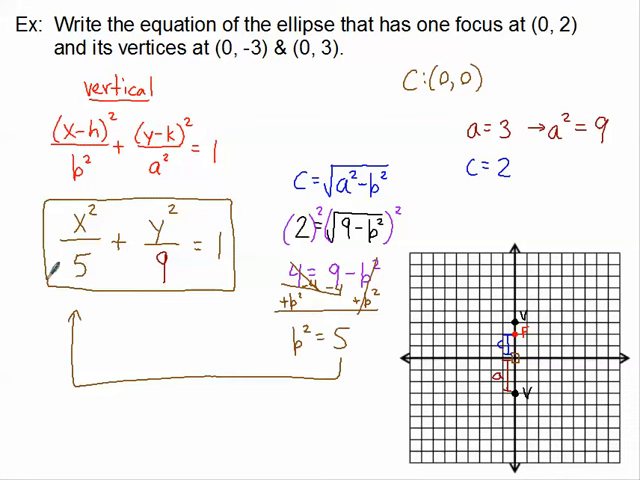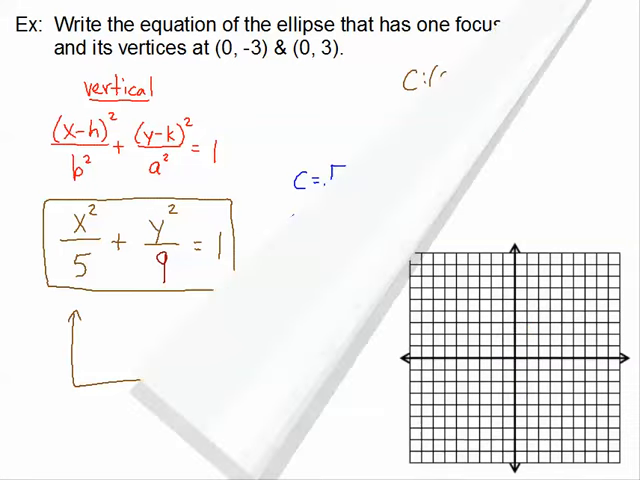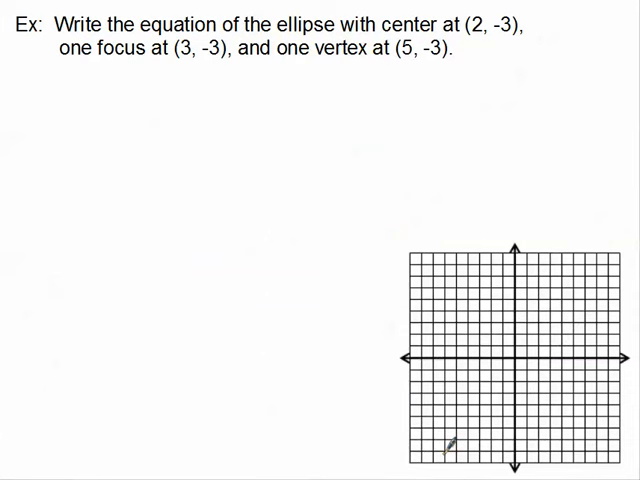Let's practice this again with another problem. So here's our next problem. It says to write the equation of the ellipse with the center at 2, -3, one focus at 3, -3, and one vertex at 5, -3.